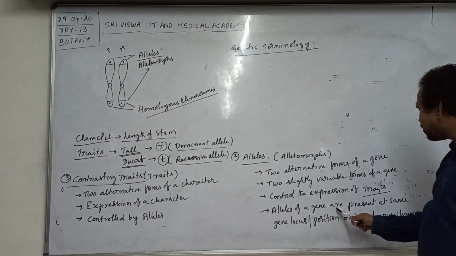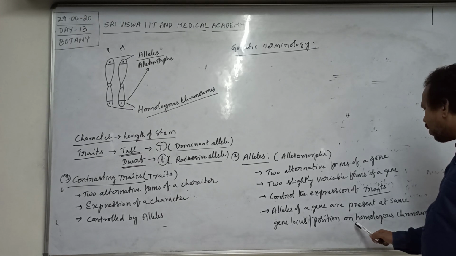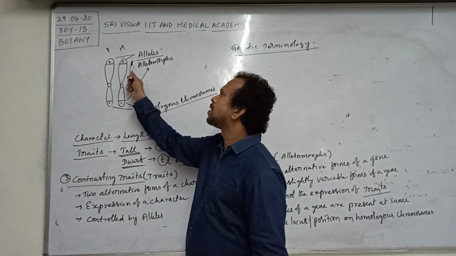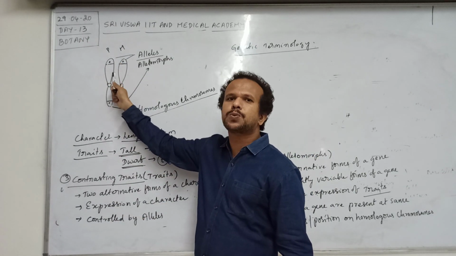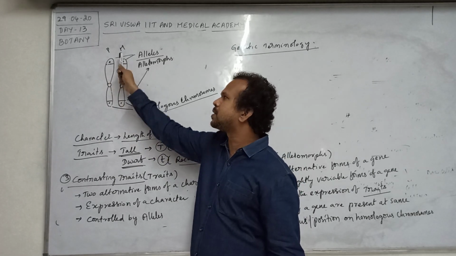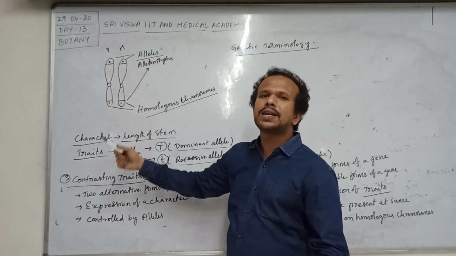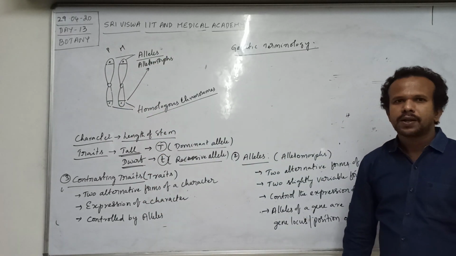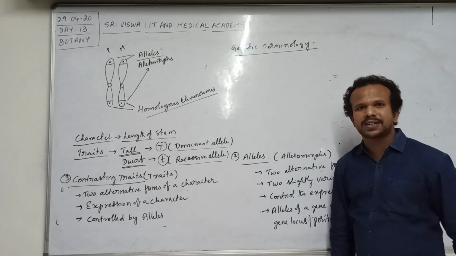Alleles of a gene are present at the same gene locus or position on homologous chromosomes. I mean the position of two alleles on homologous chromosomes is the same. For example, with reference to this homologous pair of chromosomes, which two alleles are present at the same place? These two are present at the same place. These two are present at the same place. Hence, these two are said to be two allelic pairs. This is one allelic pair and this one is another allelic pair. These alleles control the expression of contrasting traits or contrasting characters.